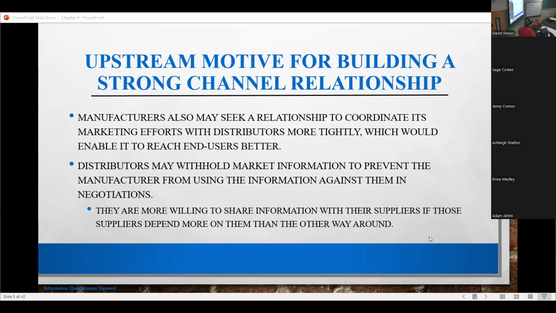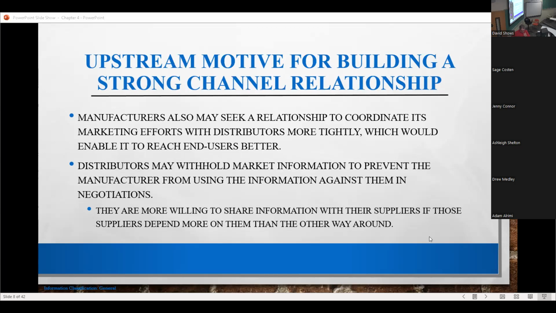Upstream members can coordinate their efforts with distributors more tightly. It'll enable them to reach end users better. And also, there is the danger that if they don't have a commitment, distributors, and I'm talking about wholesalers, let's put those in there, all right? They may keep or withhold information that could be important from the manufacturers. Information may still be the most important thing that you share between channel members. And they're more willing to share that information if their suppliers depend on them more, all right?